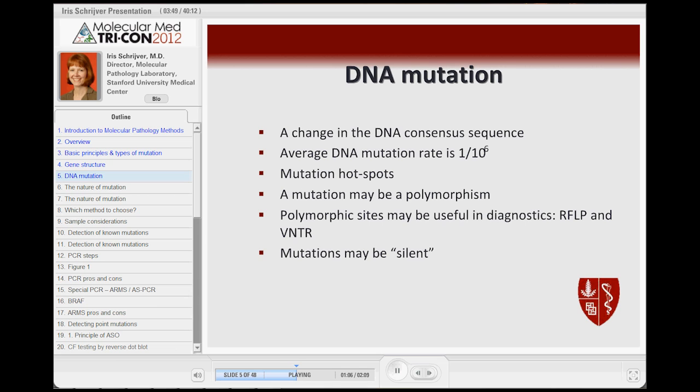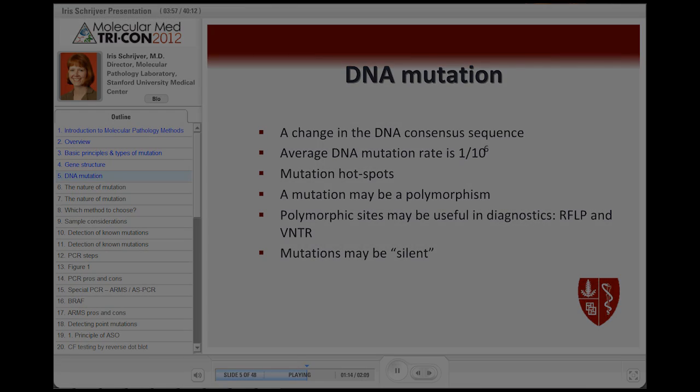Polymorphic sites can be useful in diagnostic testing with restriction fragment length polymorphisms and variable numbers of tandem repeats. And mutations can also be silent.